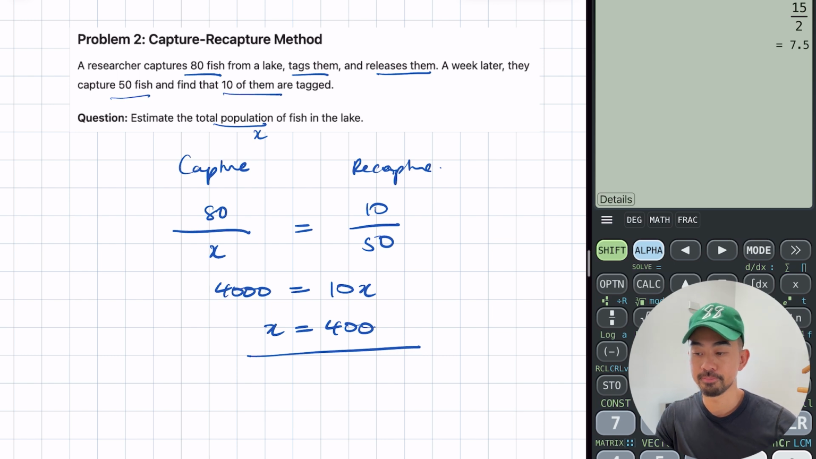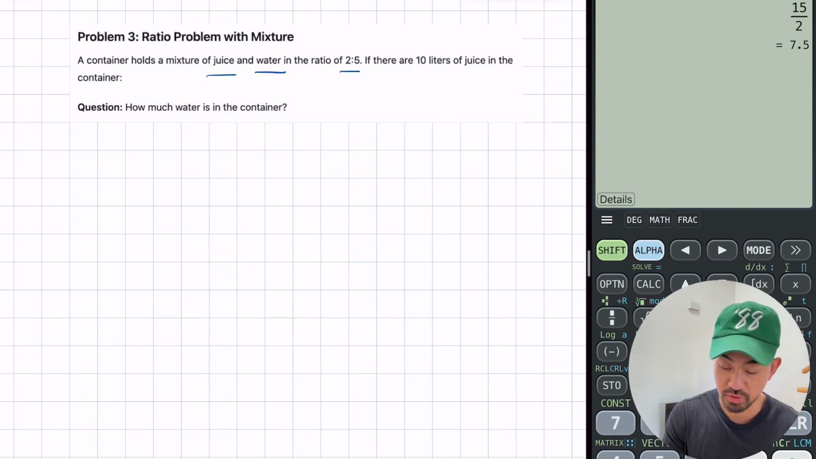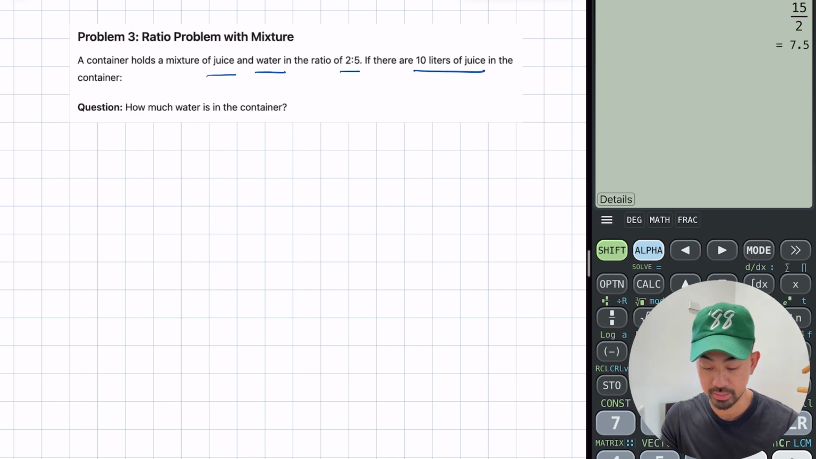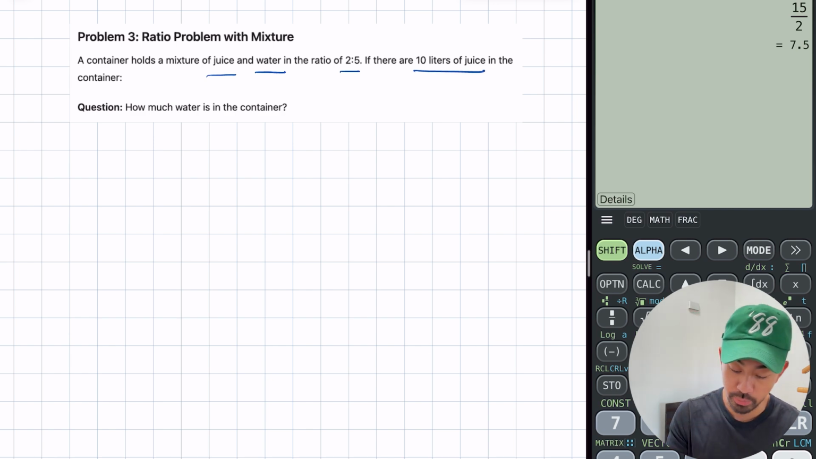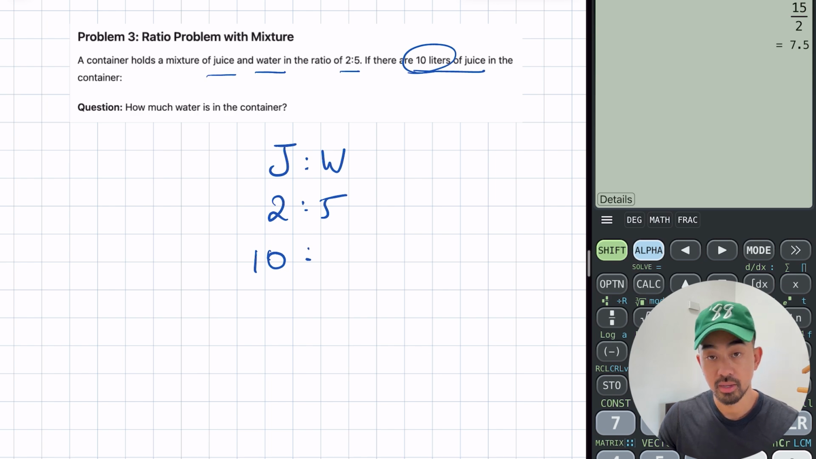All right, so here's the next problem. A container contains a mixture of juice and water in the ratio of 2 to 5. If there are 10 liters of juice in the container, how much water is in the container? Okay, so what do we have? The container holds a mixture of juice and water. So we have J and W in the ratio of 2 to 5. If there's 10 liters of juice, how much water is in the container? So I'm going to put 10 down here below it.